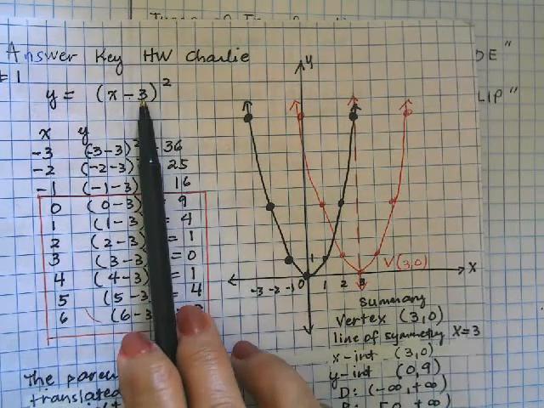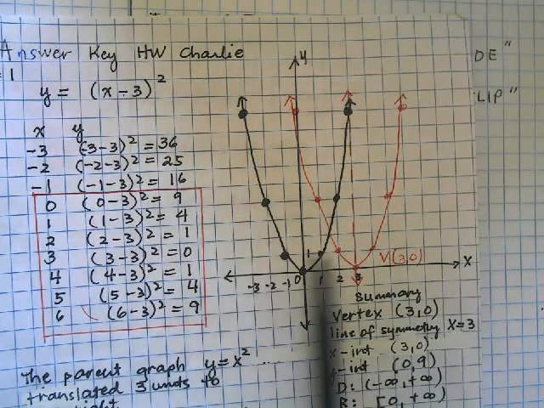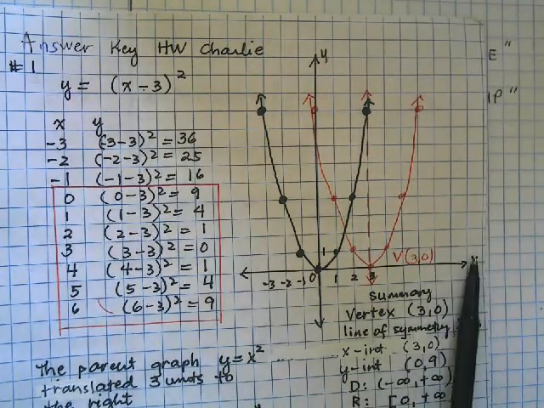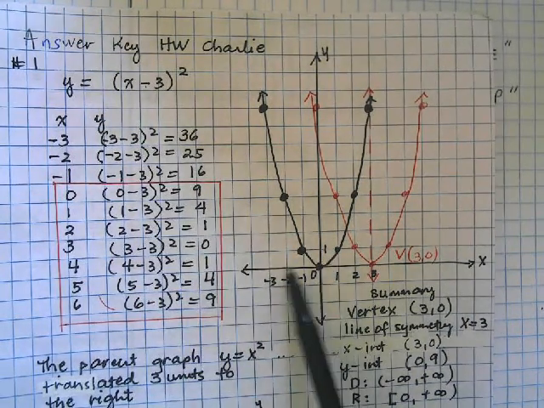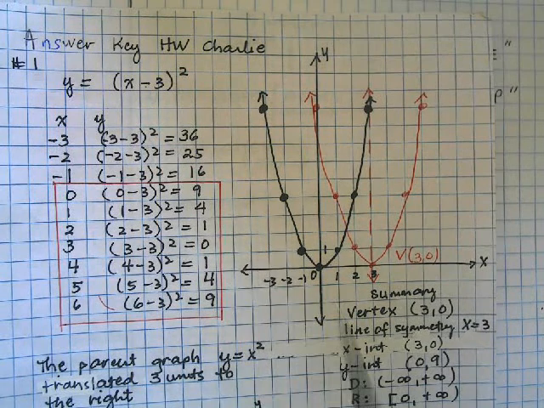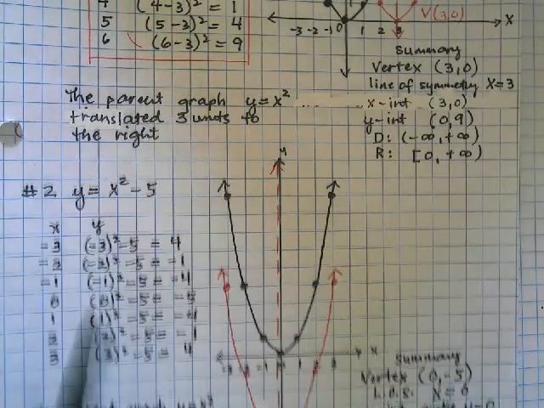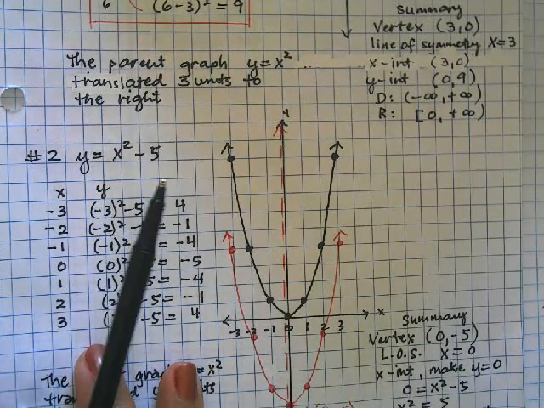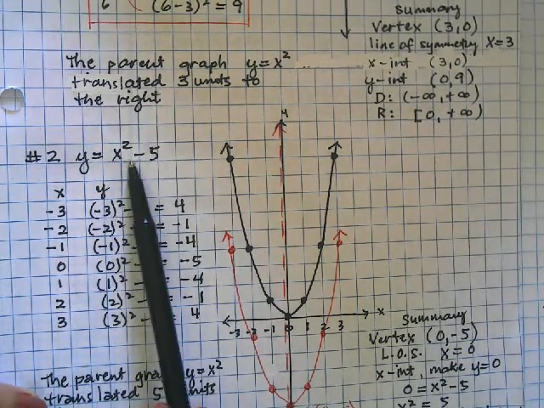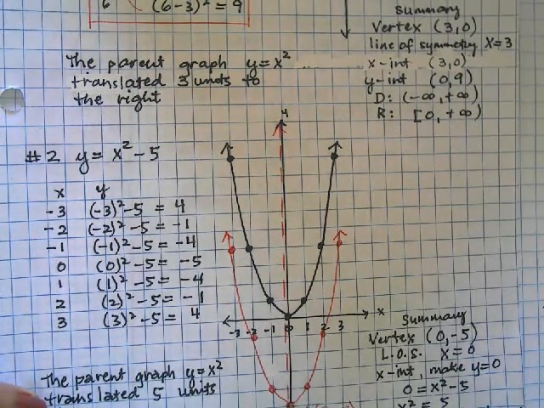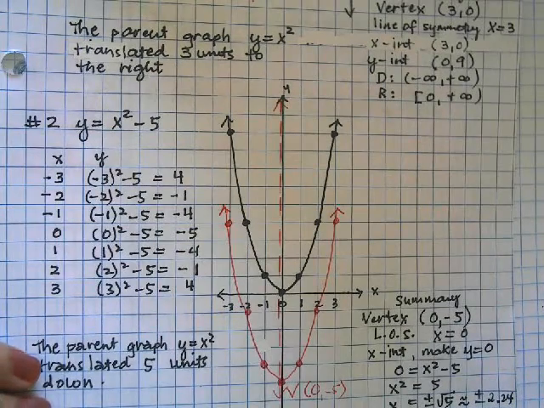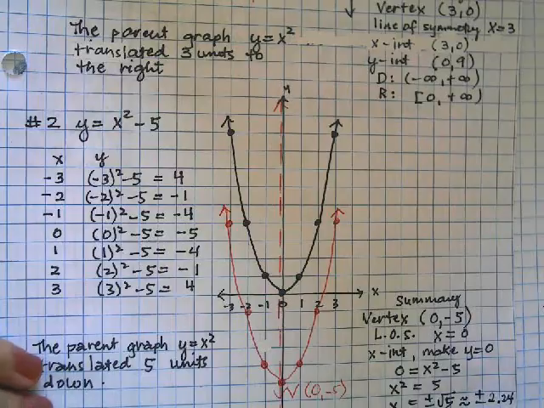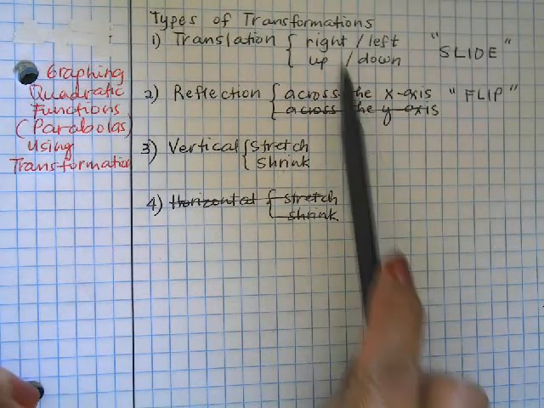So if I change that to 10, that means you will just move your parent graph 10 units to the right. If I make that plus 3, then you will move it to the left. We're going to summarize that later on. And here, what did we see? X squared minus 5. When it's minus 5 there, then it will just translate 5 units down. So that is what we call translation.